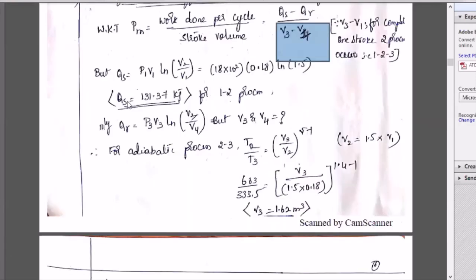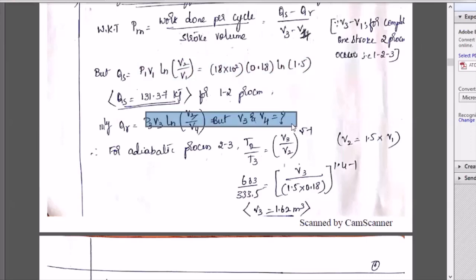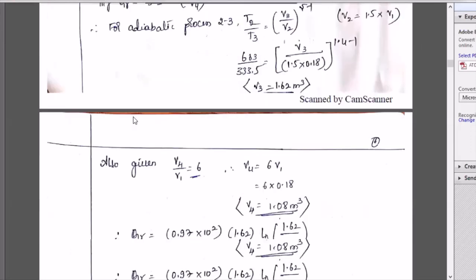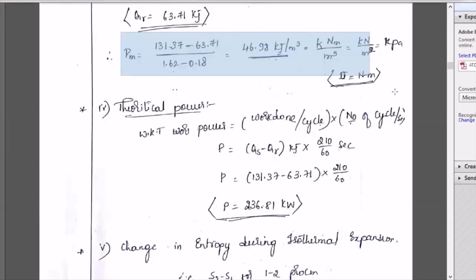How do you find Qs? You find Qs by using the formula P1 V1 ln of V2 by V1, using equation 1. Next, Qr is P3 V3 ln of V3 by V4, using equation 3. With these two values, Qs and Qr are calculated and substituted over here, and the mean effective pressure is found.